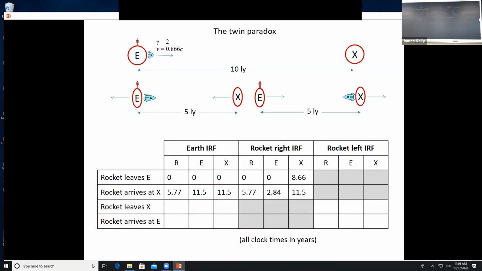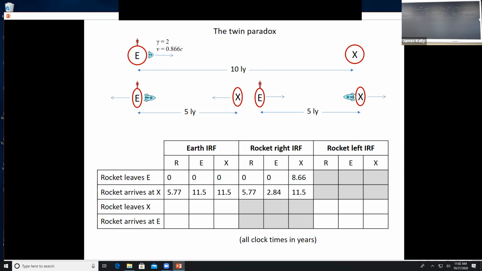And here, I've got to then shrink that amount of time because the people traveling between those two points means I need to divide by gamma. So in the Earth assessment, when you use distance equals speed times time, you get 11.5 years, but then we have to divide that number to get 5.77 years, which is how much time is ticked off on the rocket clock.